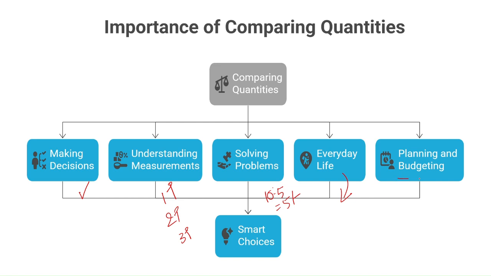And then planning and budget. This is the most important thing. Whether you buy one pencil with all your money, or whether you buy 2 pencils, or whether you buy one pencil plus one chocolate, that's up to you. How do you plan and how do you budget yourself? This is what makes comparing quantities important. This is how you make smart choices and live your life happily.